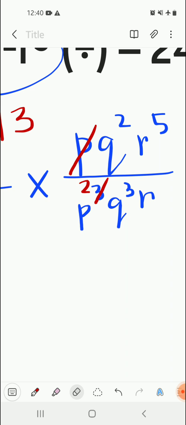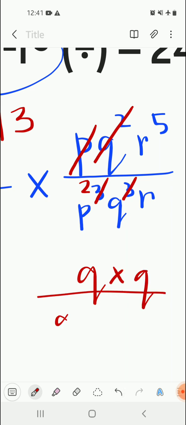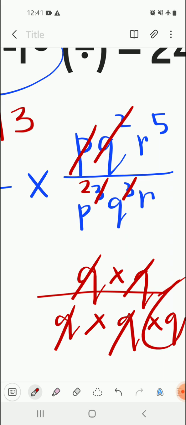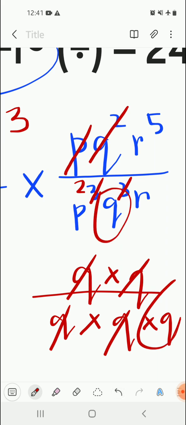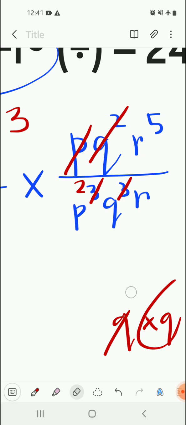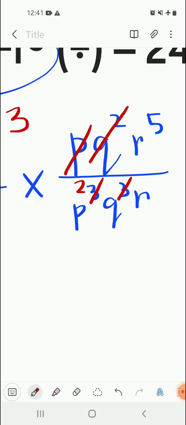Moving on to the next one. See, we have got q square and here we have got q cube. So cancel this out and cancel this q, because see, q square means q into q and q cube means q into q into q. Cancel things out, we are left with only q in the denominator. That is what we had done over here. Next, r to the power 5 and here r. So cancel this r and write down 4 instead, because r to the power 4 will be left.